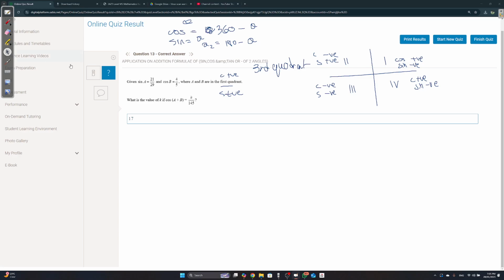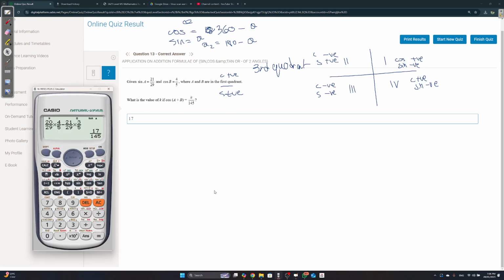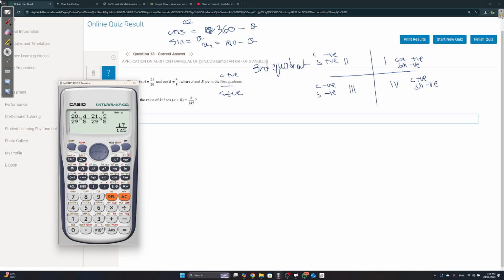But let's say I got sine B to be 3 over 5. Let's say they said fourth quadrant. Fourth quadrant means my sine should be negative. Or no, that would be sine B 3 over 5. Let's say second quadrant. Okay, second quadrant.